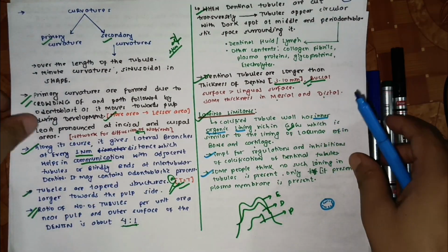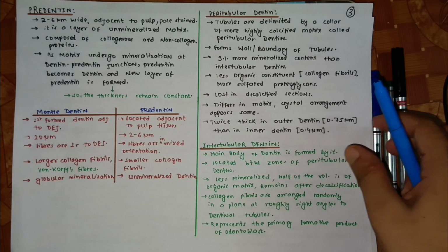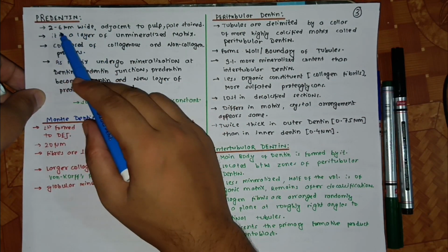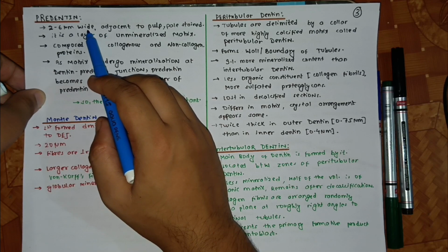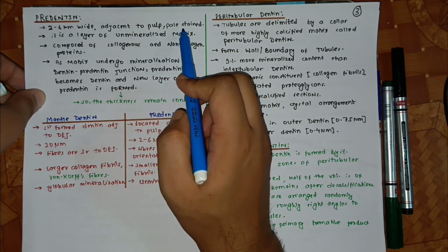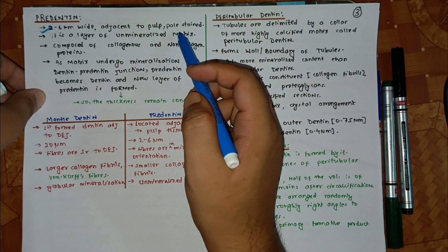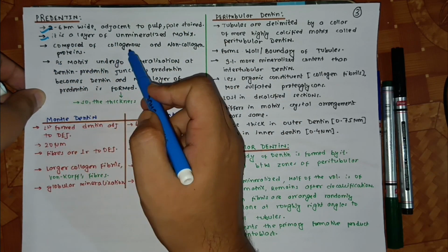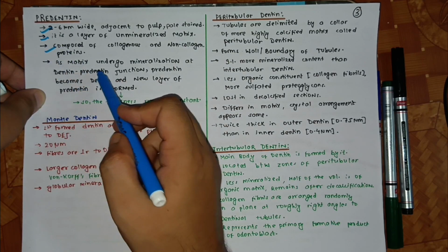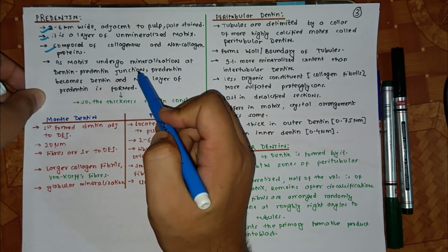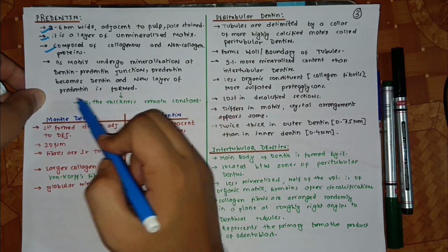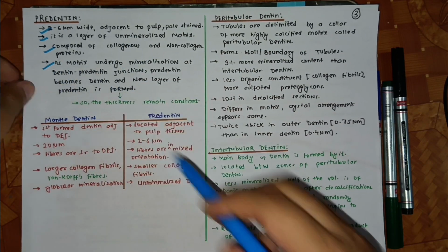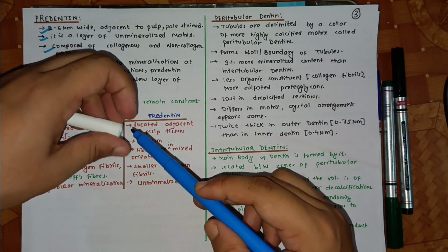After covering this, the next subtopic is predentin. Predentin is 2 to 6 micrometers wide, adjacent to the pulp, and pale staining. It is a layer of unmineralized matrix composed of collagenous and non-collagenous proteins. As the matrix mineralizes at the dentin-predentin junction, predentin becomes dentin and a new layer of predentin is formed, so the thickness remains constant. This point is very important, and sometimes they can ask you about predentin in a viva.